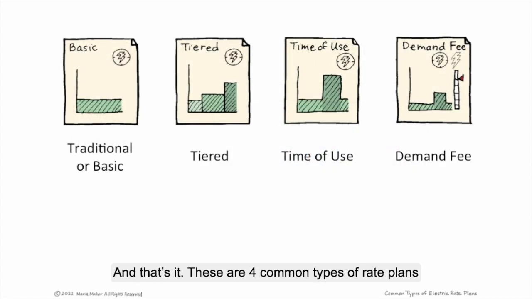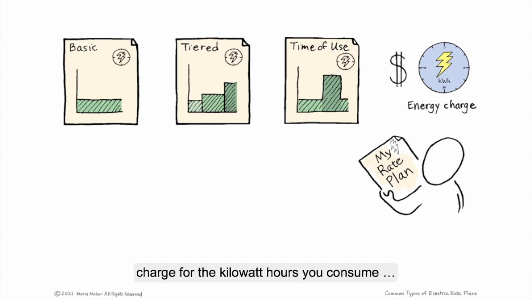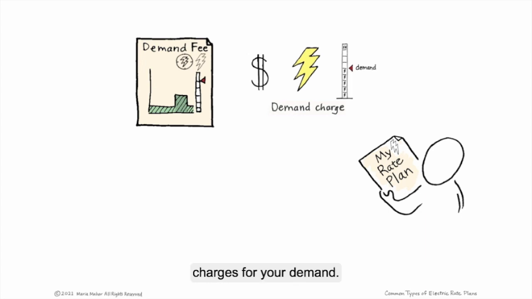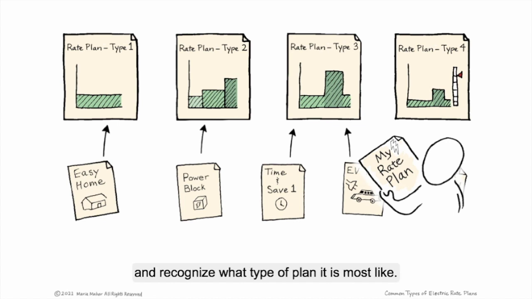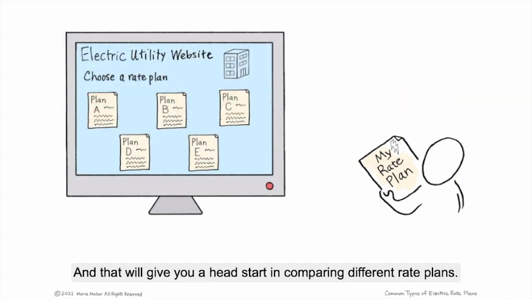And that's it. These are the 4 common types of rate plans offered by traditional utilities in the United States. You now have a better understanding of how the first 3 types of plans charge for the kilowatt hours you consume, and you also have a better understanding of how the demand fee plan charges for your demand. You'll now be able to look at a rate plan offered by your traditional utility and recognize what type of plan it is most like. And that will give you a head start in comparing different rate plans.